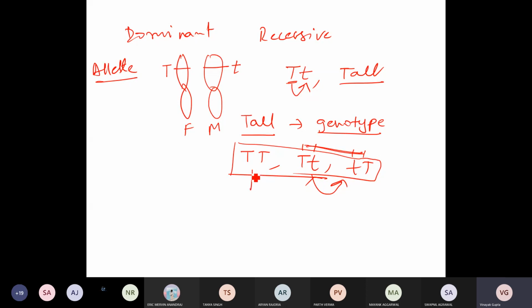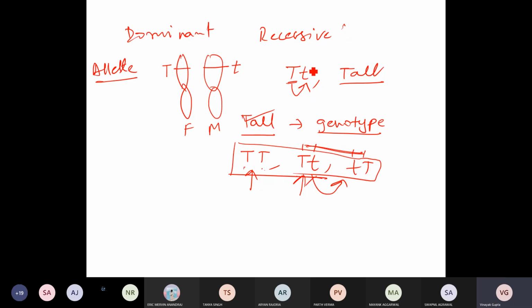That means homozygous condition, heterozygous condition. Where you have capital T, capital T, it is a homozygous condition. Capital T, small t, it is a heterozygous condition. So the tall genotype can be there in both conditions, homozygous also, heterozygous also. Now, what do you mean by recessive? What do you mean by the recessive trait?